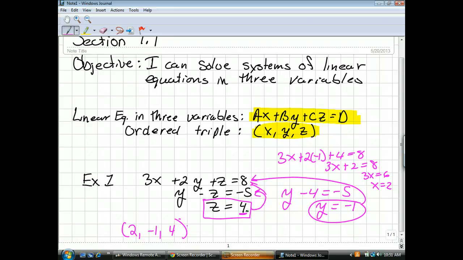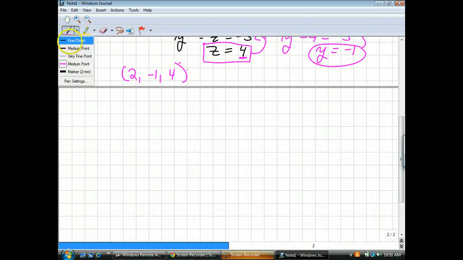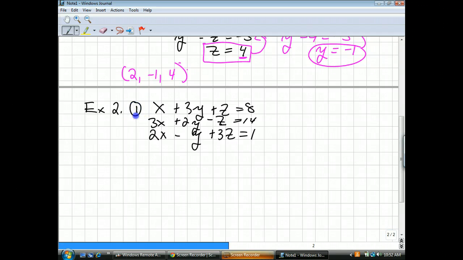So when we are given a system that is not in that triangular form, our goal then is to get it into that form so we can solve it. So example 2. We have x plus 3y plus z equals 8, 3x plus 2y minus z equals 14, and 2x minus y plus 3z equals 1. Okay, and I'm going to number these equations. This is equation 1, equation 2, and equation 3.